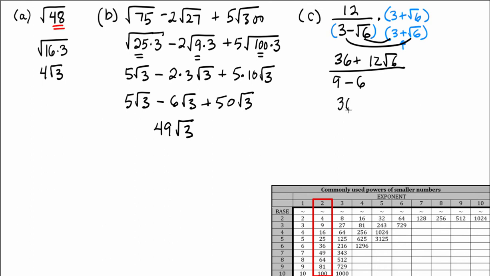So, moving to the next step, simplifying the denominator, 36 plus 12 root 6 over 3. Since 36 and 12 can both be divided by 3, you do that, and you get as a result 12 plus 4 root 6. Final answer.